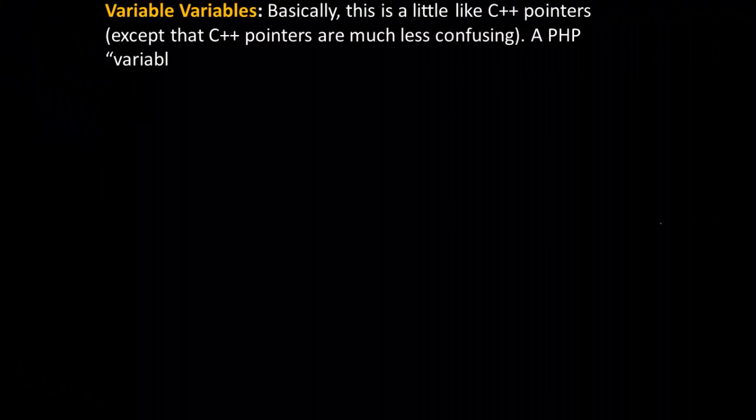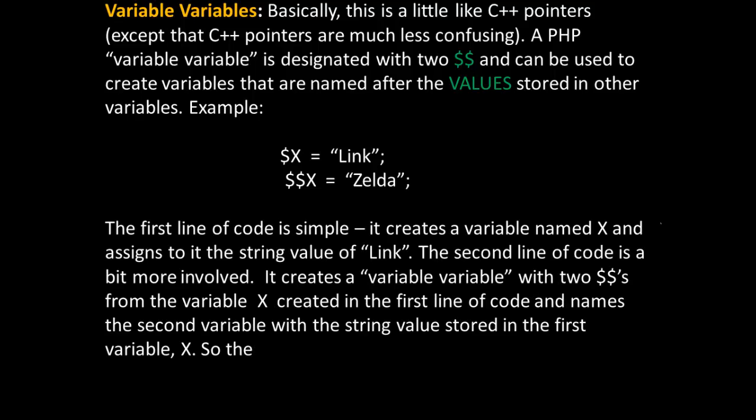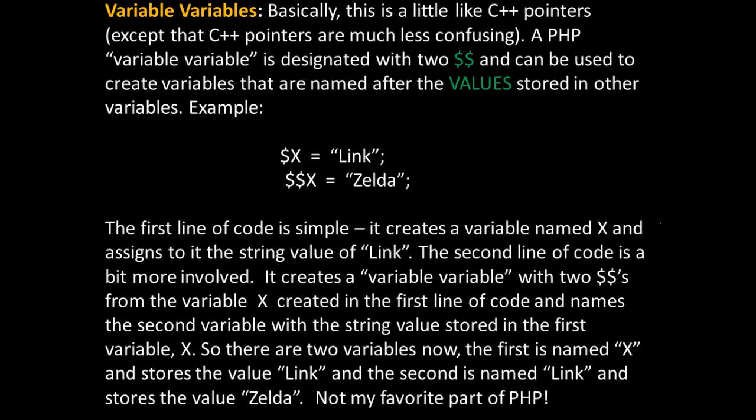To complicate your PHP life a bit further, there are also variable variables. Basically, this is a little like C++ pointers, except that C++ pointers are much less confusing, at least from my perspective. A PHP variable is designated with two $ signs instead of one, and can be used to create variables that are named after the values stored in other variables. So you could sort of think of linked list applications, or maybe something like C++ vectors.